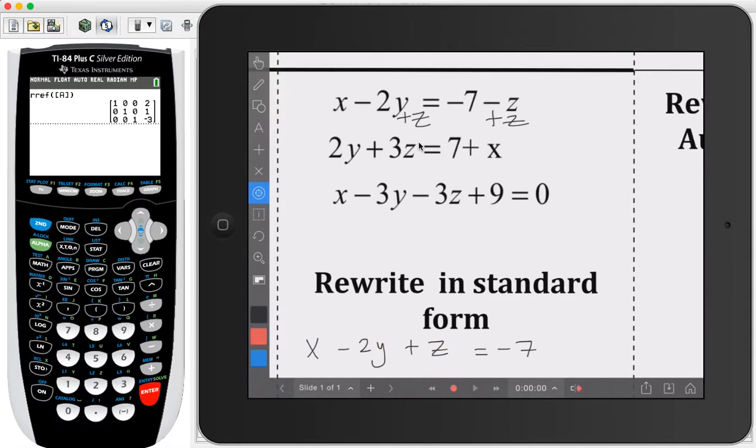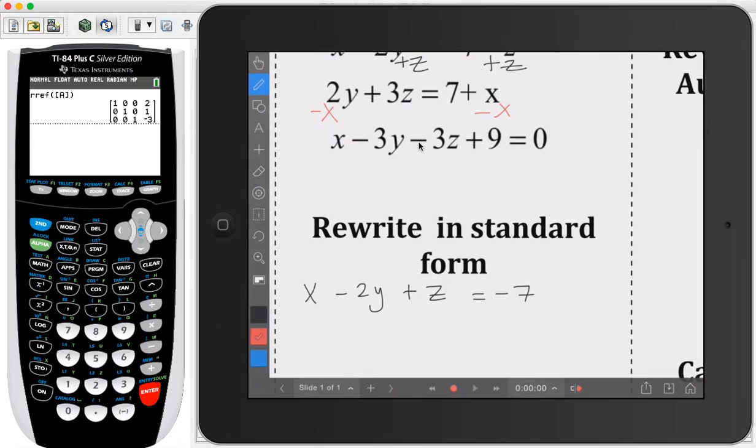Now let's move on to our next equation. I also need to subtract x. So my second equation is going to be negative x plus 2y plus 3z equals 7. And now, as you can see in the third equation, I need to move the constant to the other side. So my third equation is going to be x minus 3y minus 3z equals negative 9.